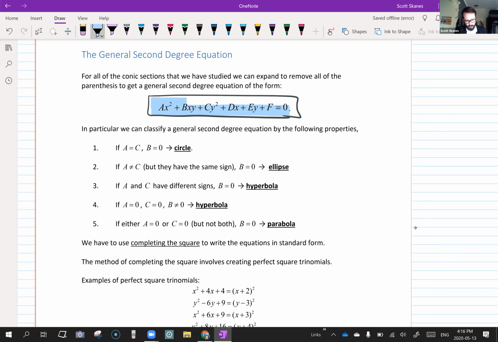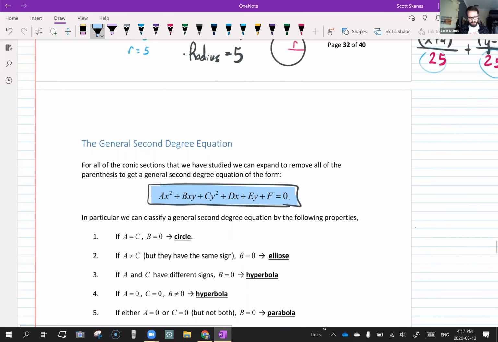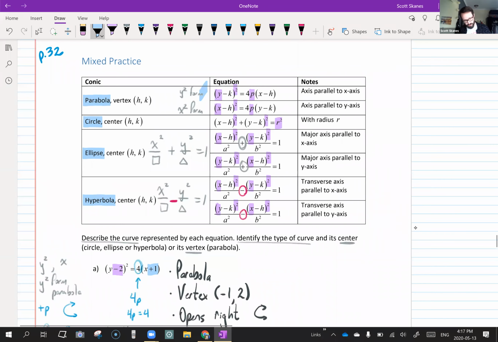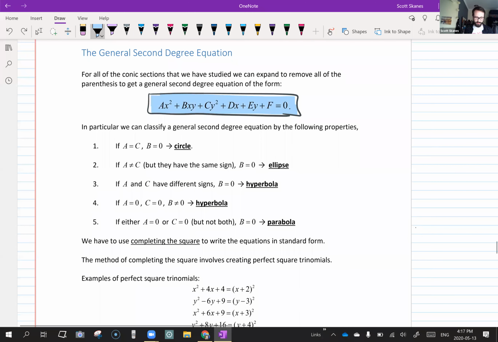This is basically our general form. And we're going to be forcing it into our standard form, like our form for a parabola, circle, ellipse, and a hyperbola. I'm trying to get it into these formulas, okay? And I don't like the way that highlighting looks. I might remove it later.